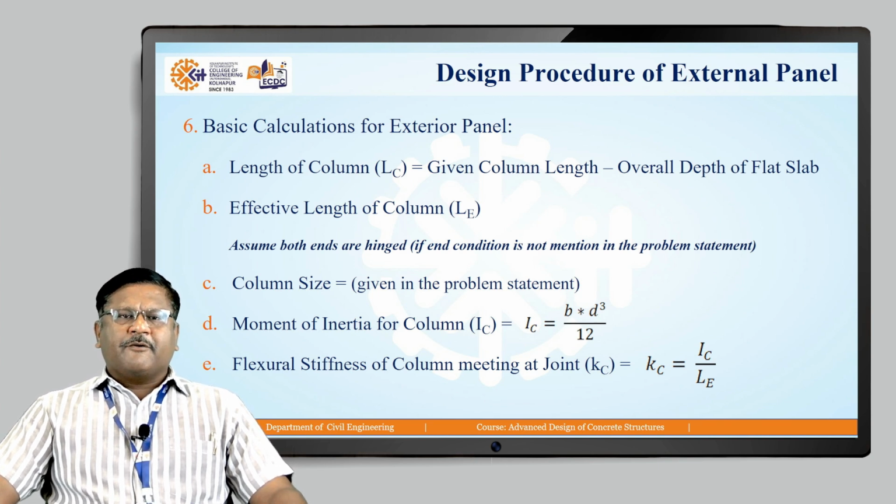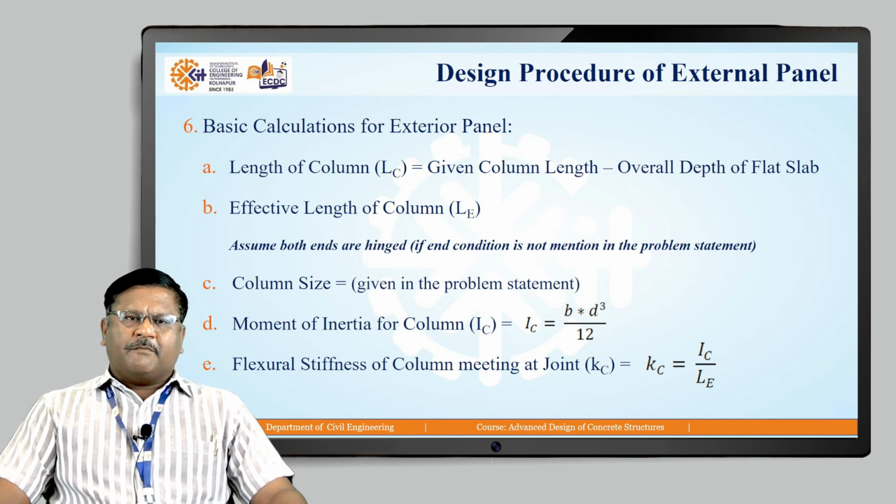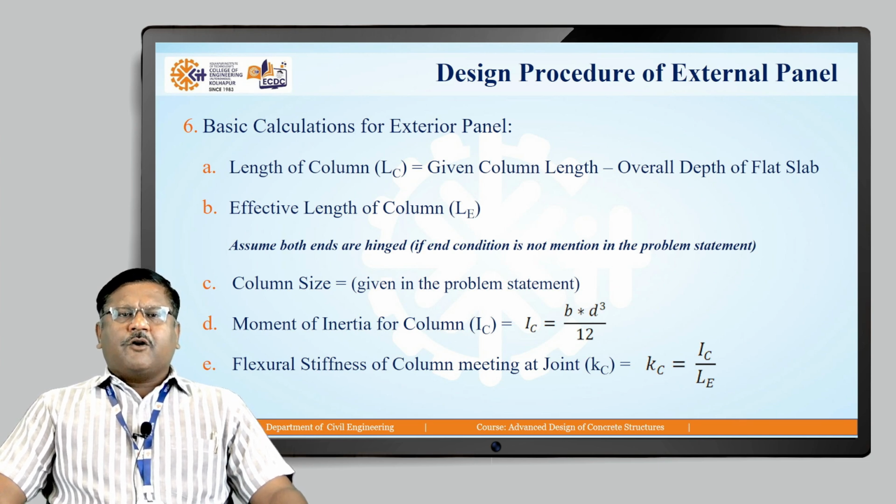So for the effective length, if the effective end condition of the column is not mentioned in the problem, you want to assume that both ends are hinged, and then calculate the effective length of the column. Third is column size, which is already mentioned in the problem. We cannot assume that size. If the column size is not given, then the problem is not valid.